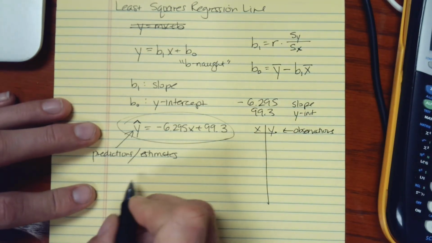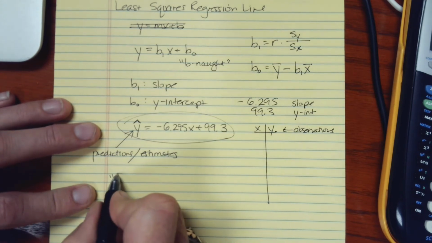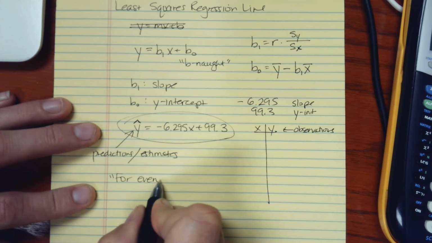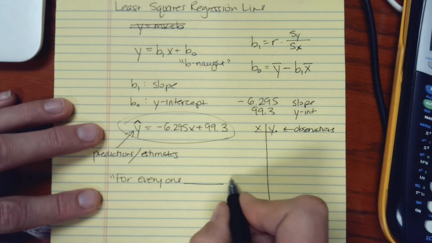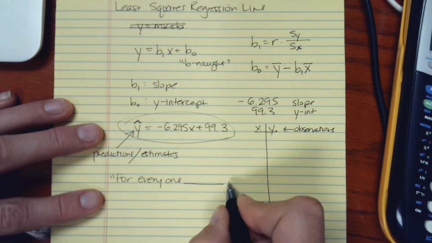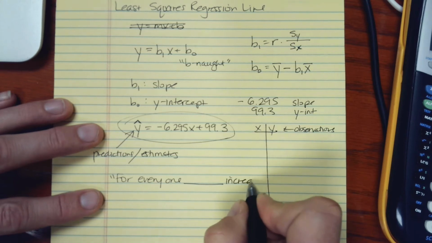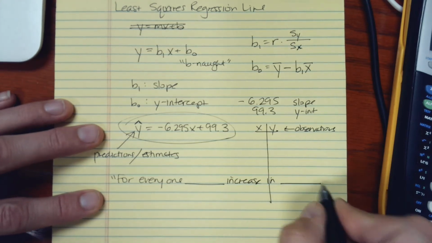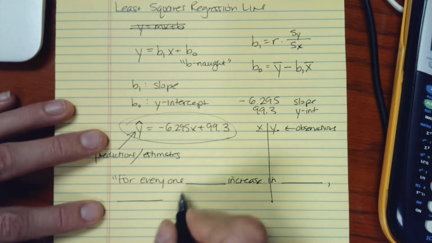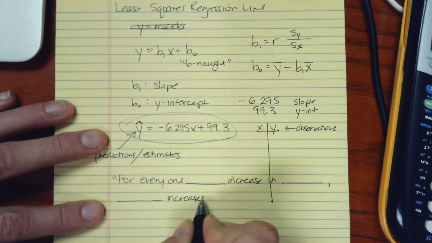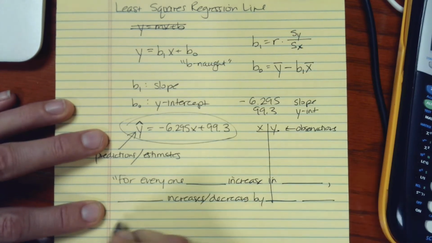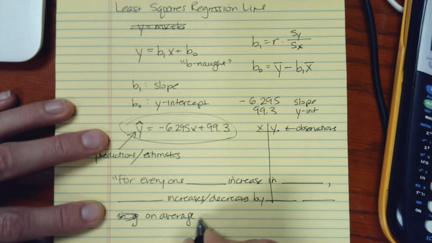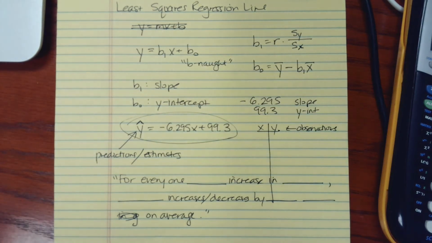So for the slope, I'm going to give you a little template here. For every one blank increase in blank, something increases or decreases by blank blank on average.